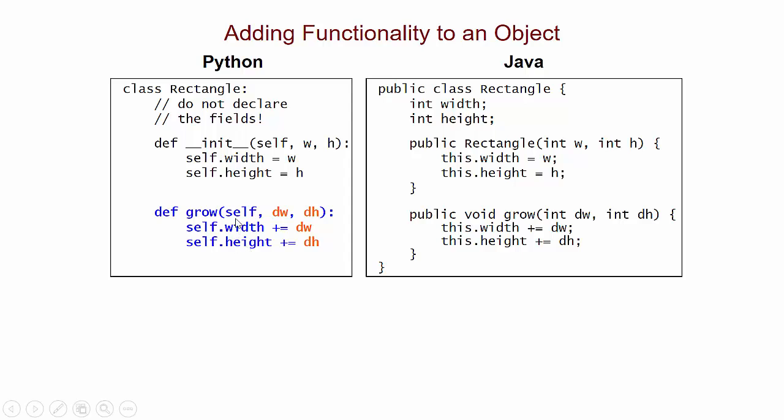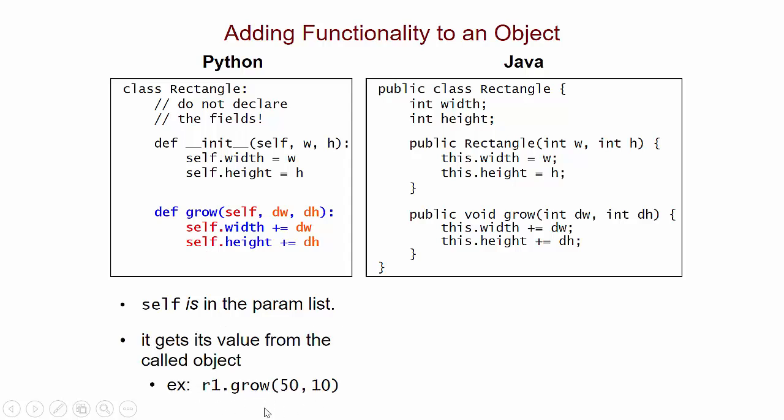Now, we once again have self in the parameter list, and that's how we get access to the internals of the object. When we make the call, it looks something like this. You can see we have the called object before the dot, so let's assume the name of the variable that we're using for our rectangle is r1, and then we're passing in 50 and 10. 50 and 10 get assigned to the other parameters in the parameter list. So 50 for dw, 10 for dh. Where does self get its value? It comes from r1. Whatever reference is in the variable before the dot is what we assign to self, and then we use that reference to access the object and its internals.